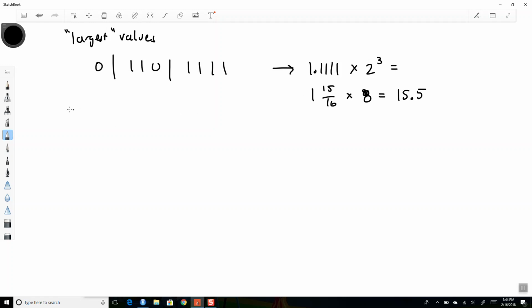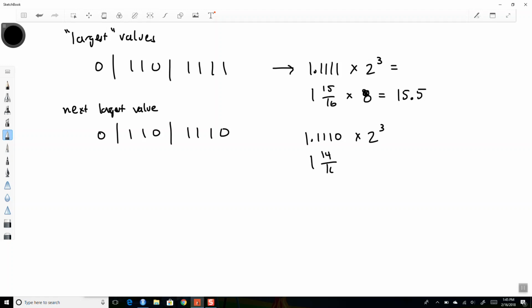Okay. If we think about the next largest value, it'll be 0.1101110, okay? And so this becomes 1.1110 times 2 to the third. And so this is 1 and 14/16 times 8. And this is going to be 15, okay? So when we're at our upper end of values, we aren't incrementing by 64ths or 32nds. We are incrementing by halves, okay?